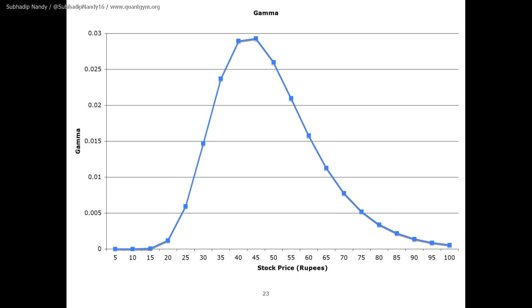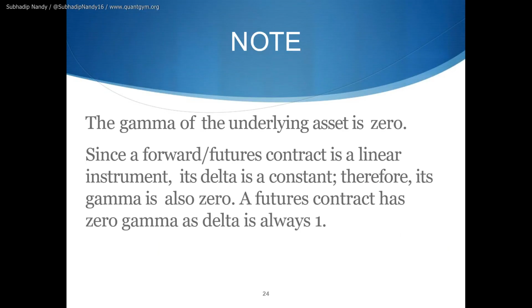Now, this is a gamma graph, and the peak which you see is the ATM option, correct? As you go out of the money, gamma will decrease. As you go in the money, gamma will decrease. So gamma is a threat or an advantage only when you are at ATM.